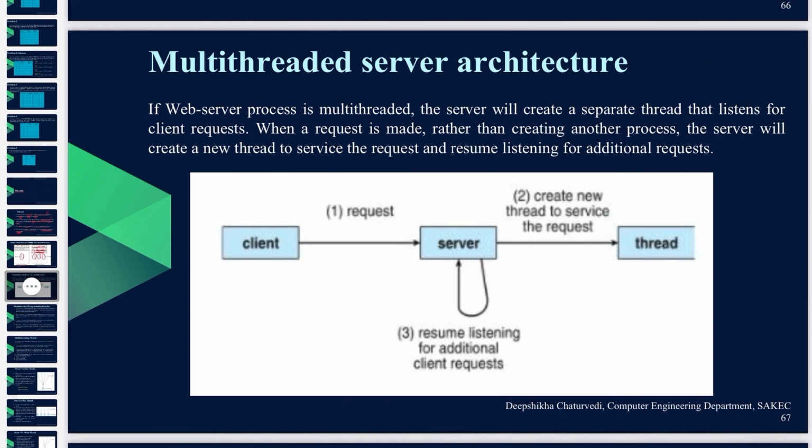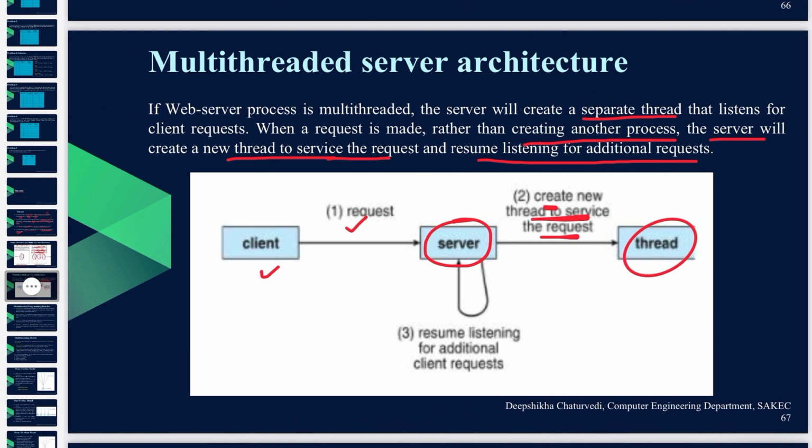Multi-thread server architecture. If a web server process is multi-threaded, the server will create a separate thread that listens for client requests. When a request is made, rather than creating another process, the server will create a new thread to service the request and resume listening for additional requests. So the client sends a request to the server and the server creates a new thread as per the request. If another request is made, rather than creating another process, the server creates a new thread to service it and resumes listening.